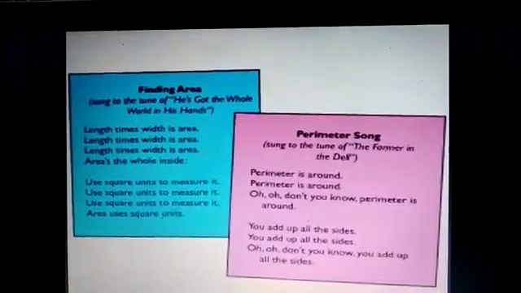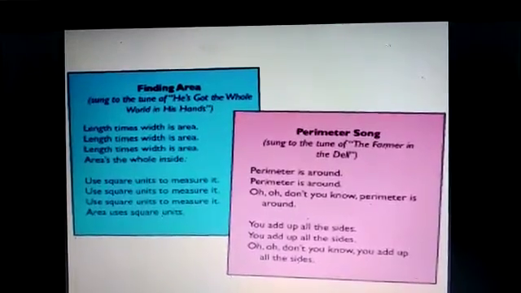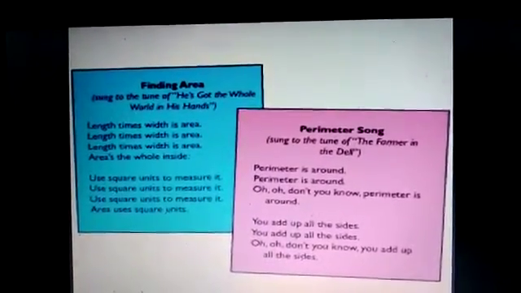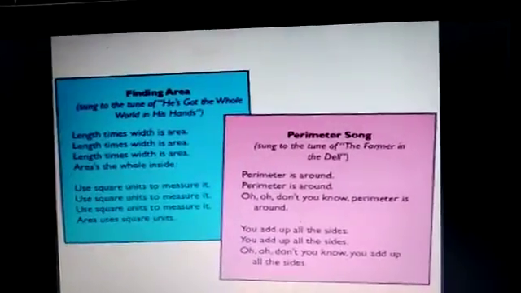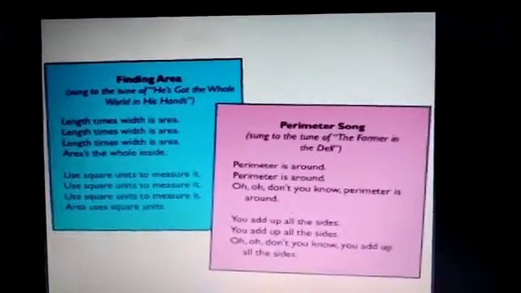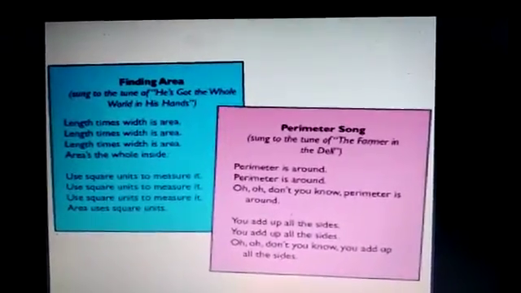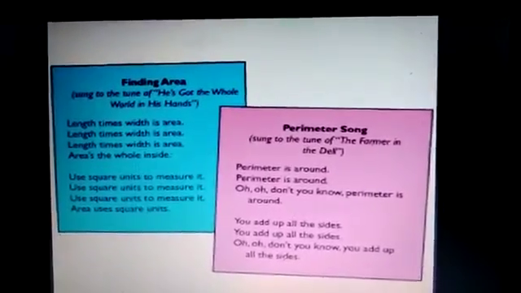Area uses square units. Perimeter is around, and you add up all the sides. This is the comparison between area and perimeter. Area is length by width. Perimeter is adding up all the sides. Perimeter is around. Area is square units that cover the figure.